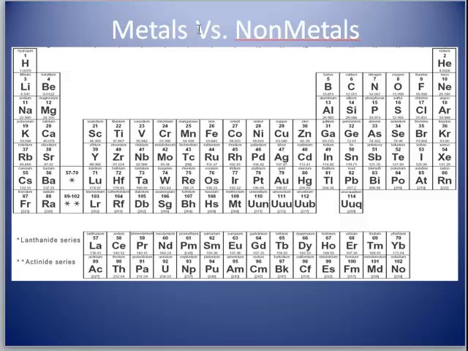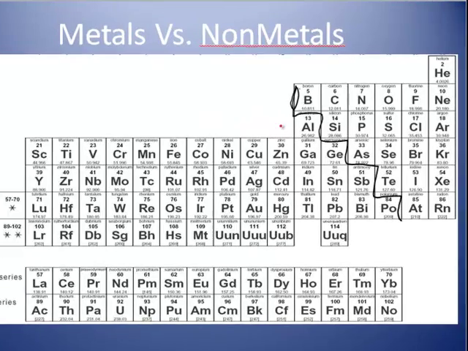Okay, let's first take a look at metals versus nonmetals. So when you're looking at your periodic table, what we've got to do is differentiate between metals and nonmetals. So what we'll do is draw a line going down the periodic table stepwise from there to there to there to there to there to there. Most periodic tables already have this line present, but just in case you're looking at one that doesn't, I want to make sure we understand where that line is.